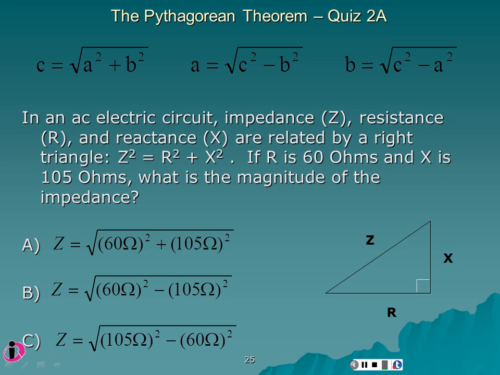Z is the hypotenuse. Now if R is 60 ohms and X is 105 ohms, what is the magnitude of impedance? So you are basically trying to find Z. Can you tell me what formula you are going to use? Remember, at the end, you are just dealing with a right triangle, and you are trying to apply the Pythagorean theorem.